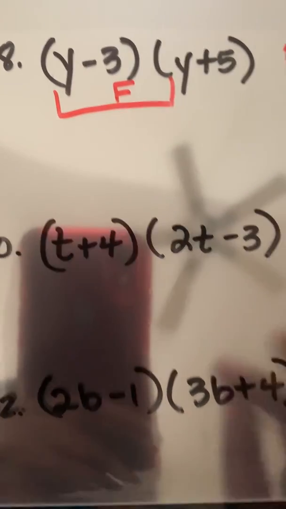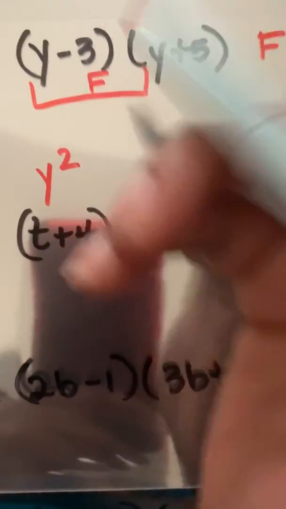So let me bracket it off. This will be my first. Y times y is y squared. All right. Outer.